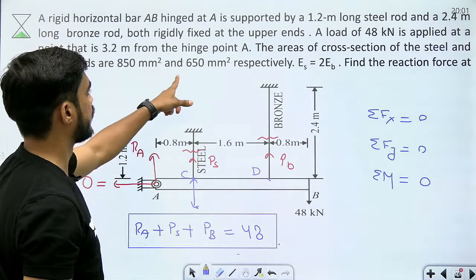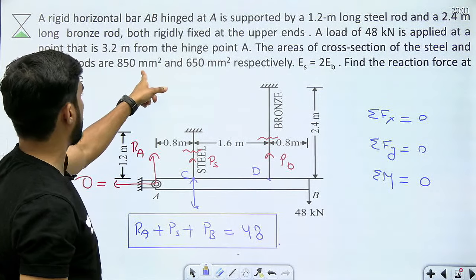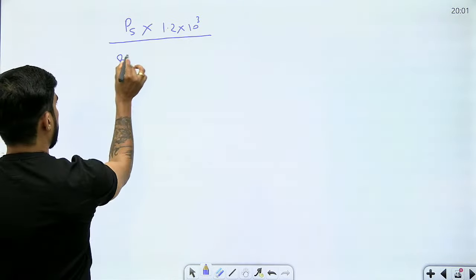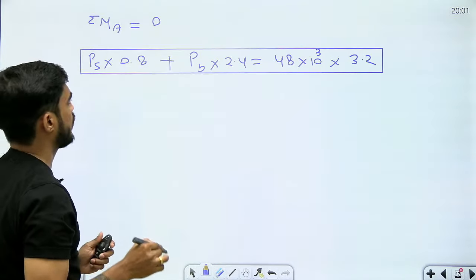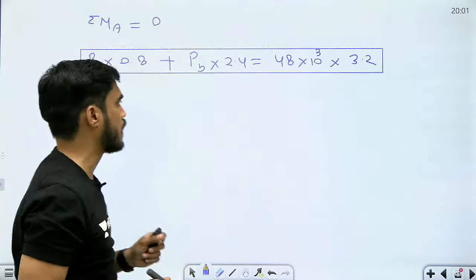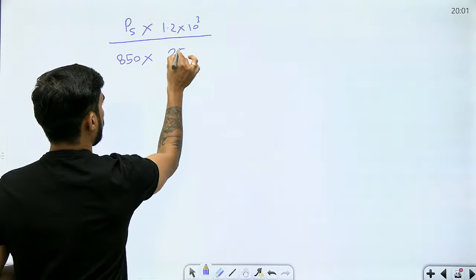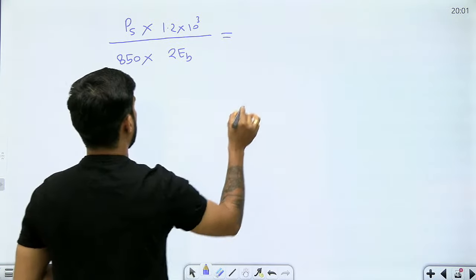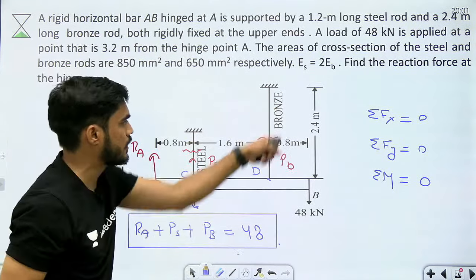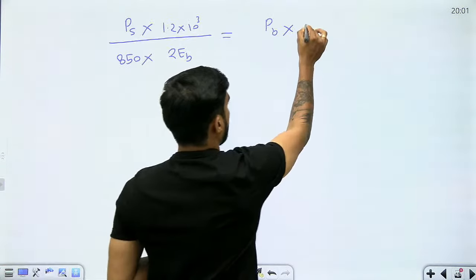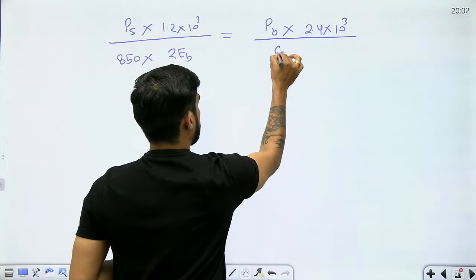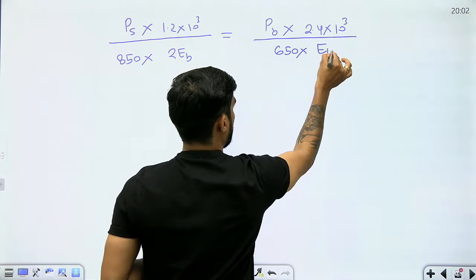Cross sectional area of steel is 850 and bronze is 650. ठीक है, तो ये हो गया आपका 850 and Young's modulus of steel is how much? Young's modulus of steel is 2 times of bronze. तो मैं इसको लिख देता हूं 2 times of bronze. Okay, equal to force in bronze is PB, length of bronze is how much? 2.4 meter. तो ये हो गया 2.4 into 10 to the power 3, area 650 and Young's modulus EB.